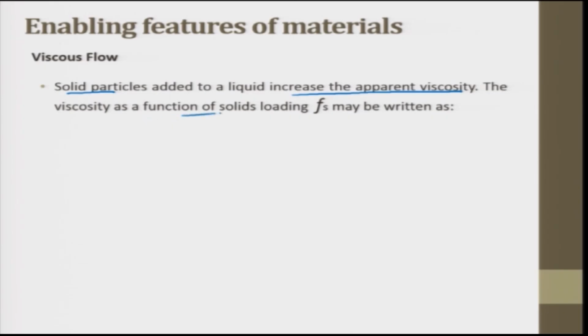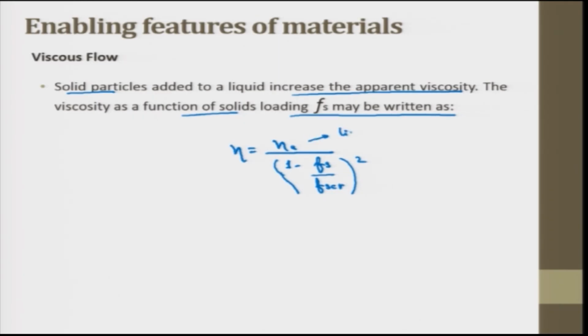The viscosity as a function of solids loading Fs may be written as eta equals eta A by (1 minus Fs by FSCR) whole square. Here, eta A is the liquid viscosity, and Fs is the solids loading, the amount of solid that is added. FSCR is the critical solids loading.